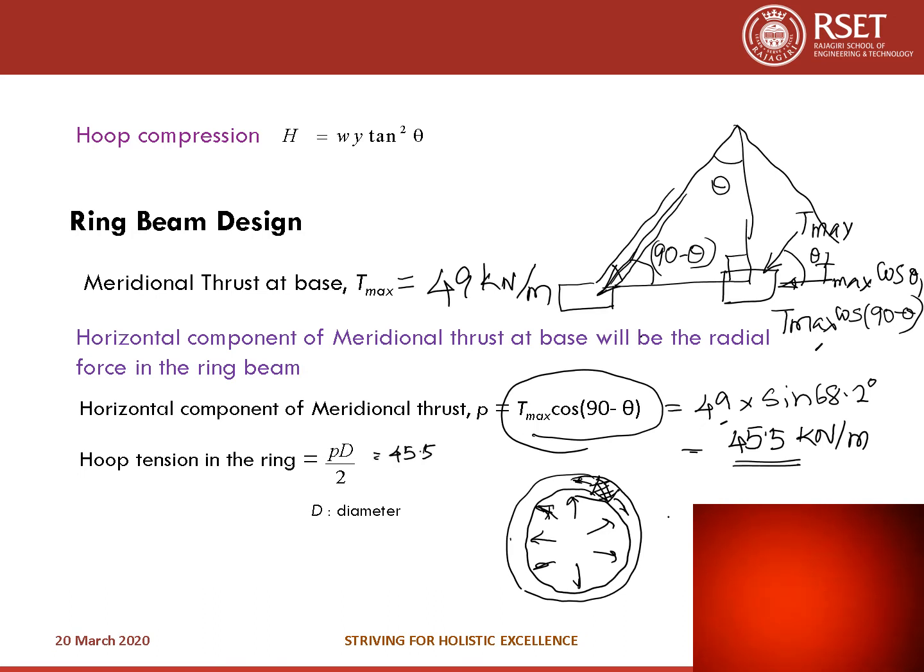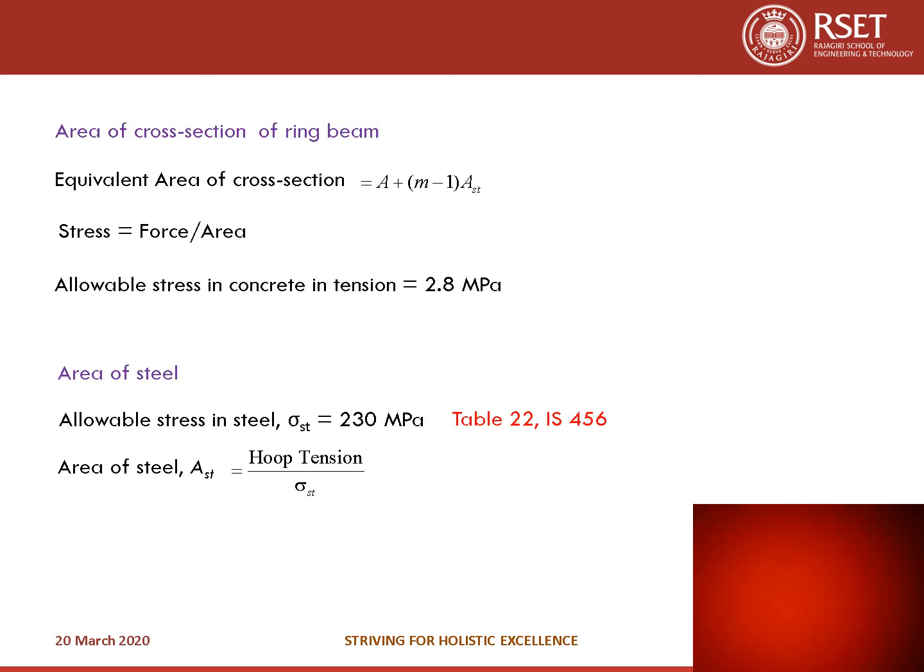And the diameter of the ring beam will again be given in the question. It is the base width, that is 20 meters. So this will be into 20 by 2, which is 455 kilonewton. That is the hoop tension in the ring beam.